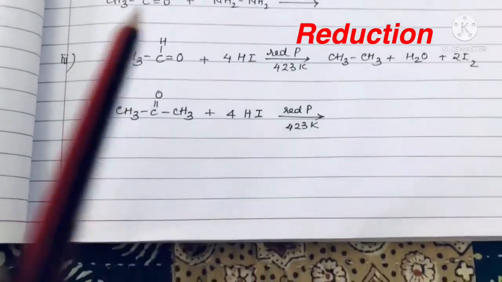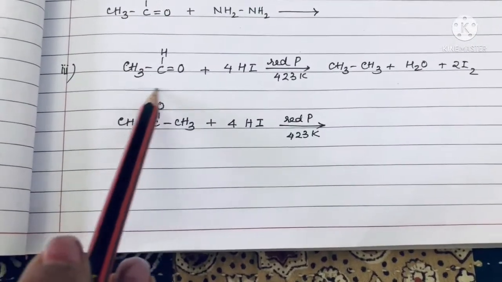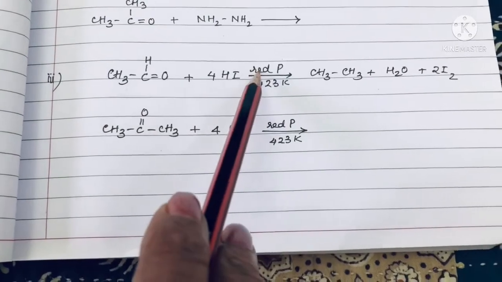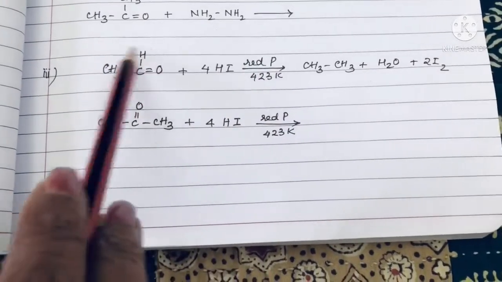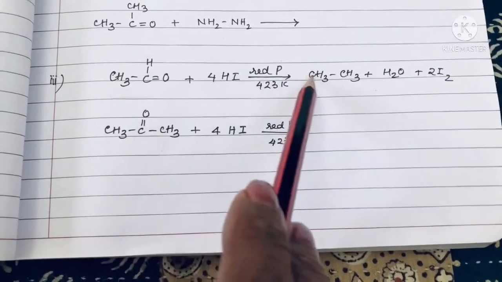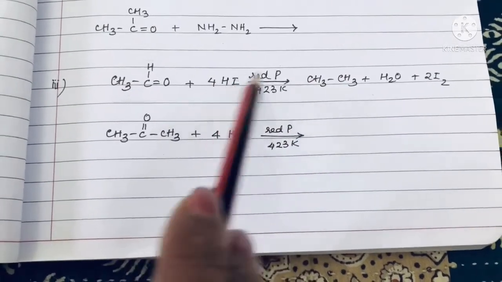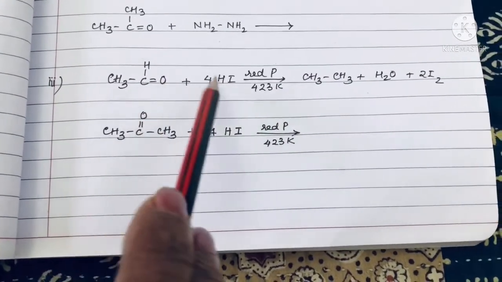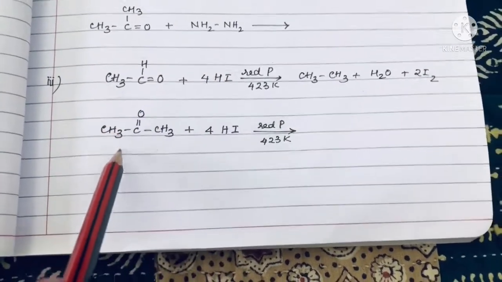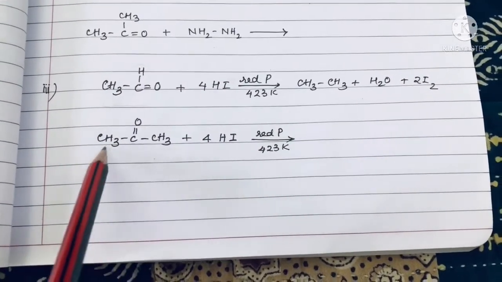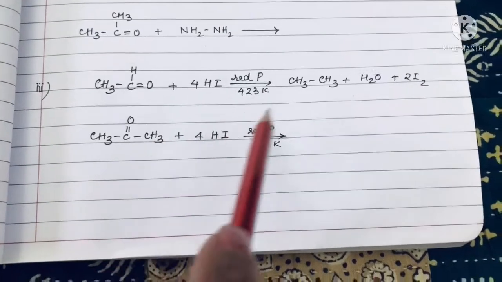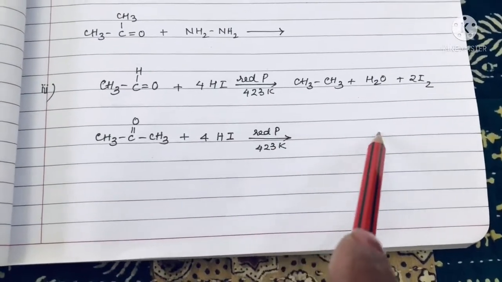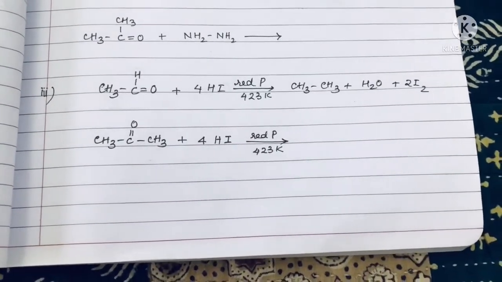Another reduction takes place when an aldehyde reacts with HI in presence of red phosphorus. Again, same number of carbon atoms, alkane will be formed. Here iodine will be liberated with water. H and O gives you water and I gives iodine. Similarly, when you complete this reaction, you have 3 carbon atoms here, so it will give you propane, H2O and iodine.